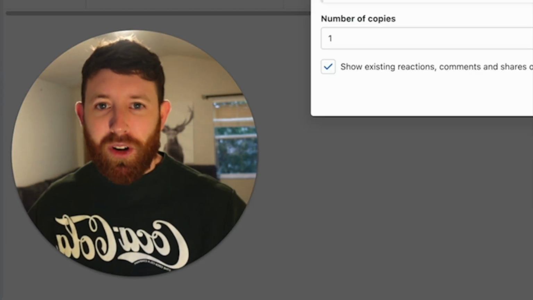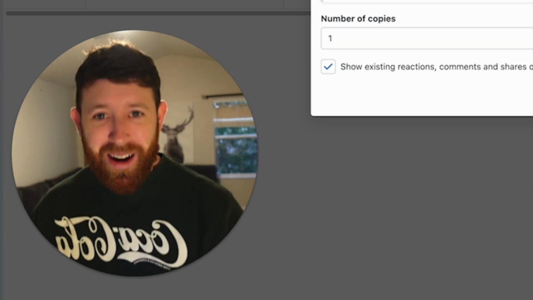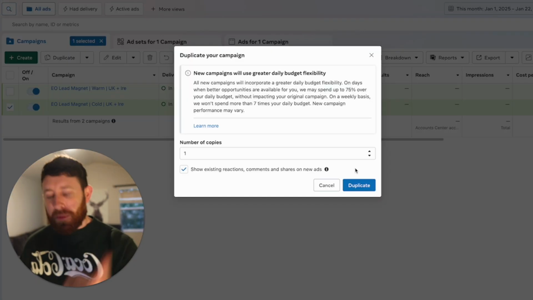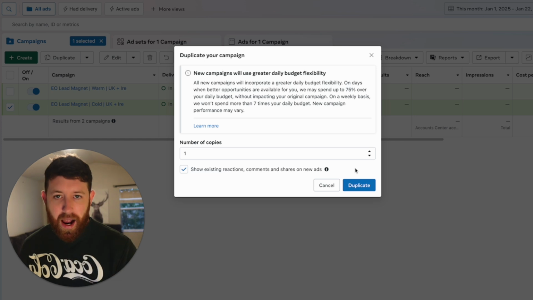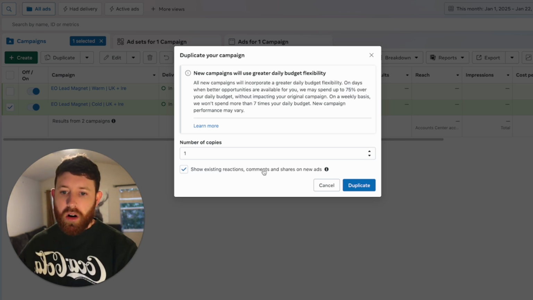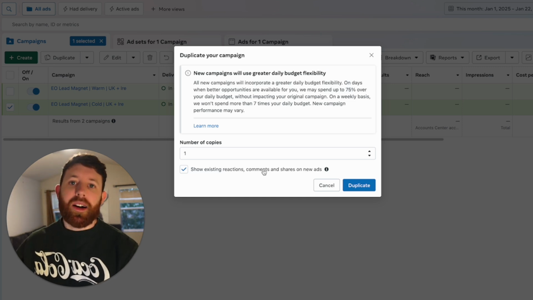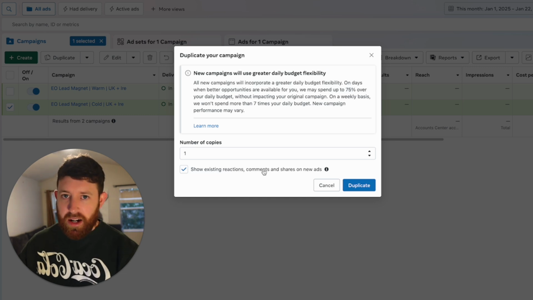I know I'm going off on tangents here, but I hope this is valuable. Let me know in the comments if tangents are valuable to you. Something that's another hack here is that more comments, more likes on ads typically mean that you end up with lower cost per leads when they go out to brand new audiences.